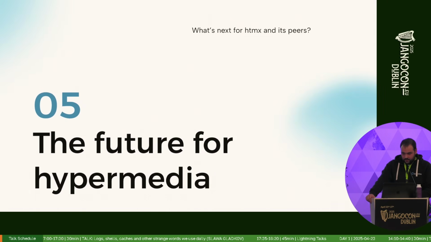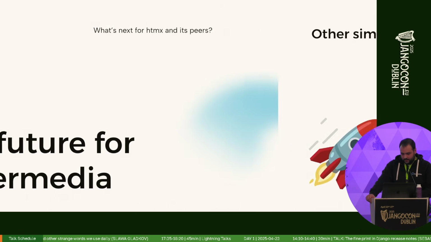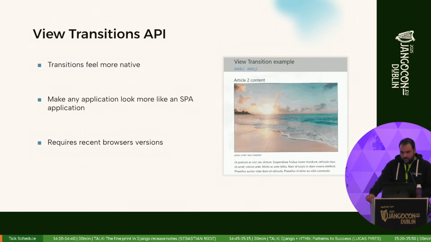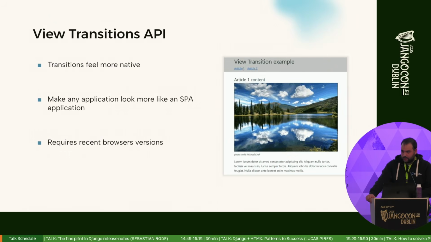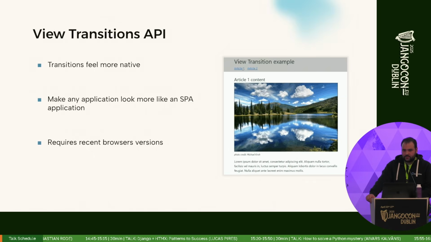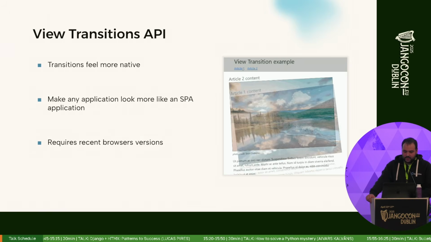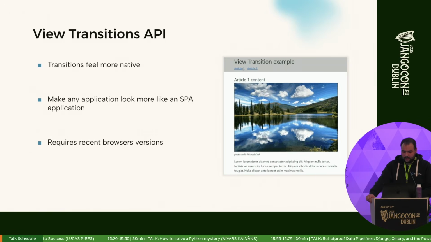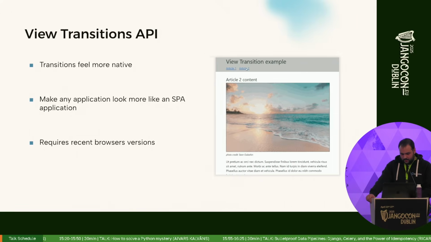So finally, what can HTMX bring together with Django? You can use other similar ideas with Django. There's DataStar, Django Unicorn, and Unpoly, and they work very well with Django. Try to use the View Transitions API. That's a recent API that allows you to make SPA transitions without CSS just by enabling a configuration, and all the swaps with HTMX will have transitions.